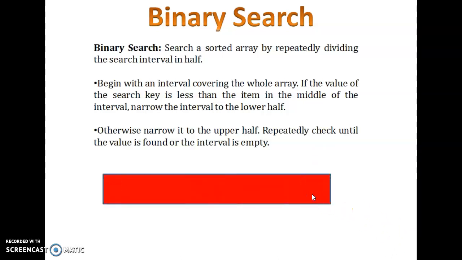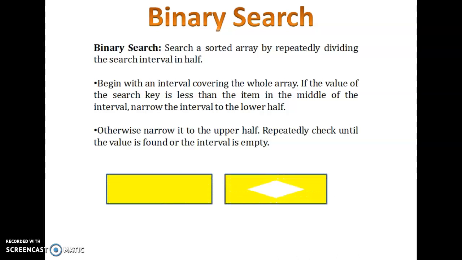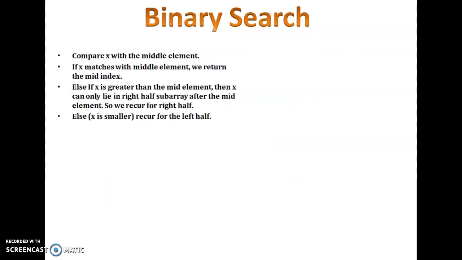So if you consider this red bar as the entire list of elements, in this binary search we are going to divide that into two equal halves based on the middle element that you consider. There are some rules that should be followed when you do binary search. Compare X with the middle element. The X is nothing but the key element that you wanted to search in the list.